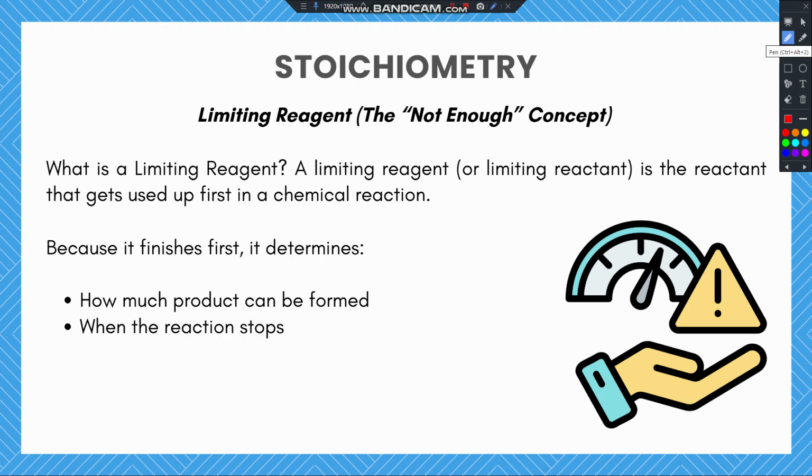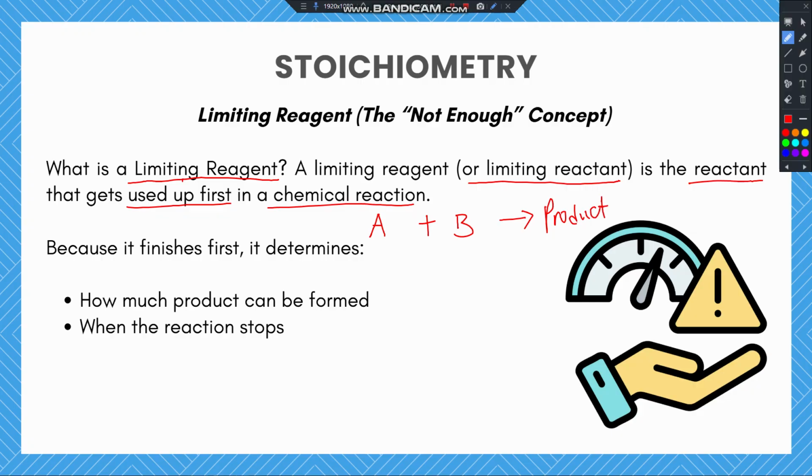We start off by defining what the limiting reagent or the limiting reactant is. So basically, what is a limiting reagent? A limiting reagent is also known as a limiting reactant, and it is simply the reactant that gets used up first in a chemical reaction. So now, when chemical reactions happen, we have a scenario going on. We have the first reactant, let's say it stands as A, reacting with the second reactant, let's say it stands as B to produce a product.